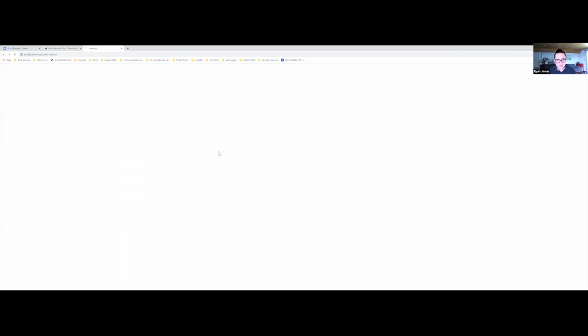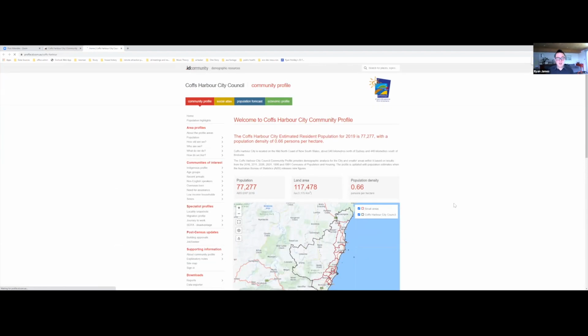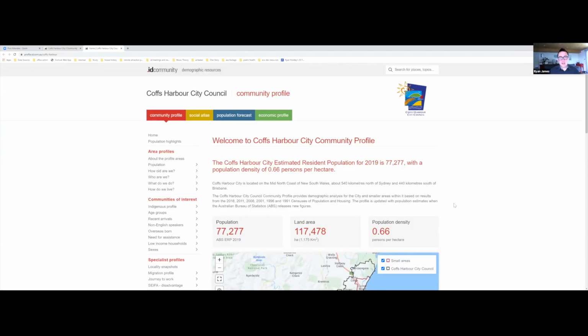But click on Community Profile. This is what the site looks like. This is not a training session for these tools. Like I said, I'm happy to deliver those at a later date. This is what they look like. 1, 2, 3, 4, they're the 4 tools I described: the residential data, the forecast and the economic data.